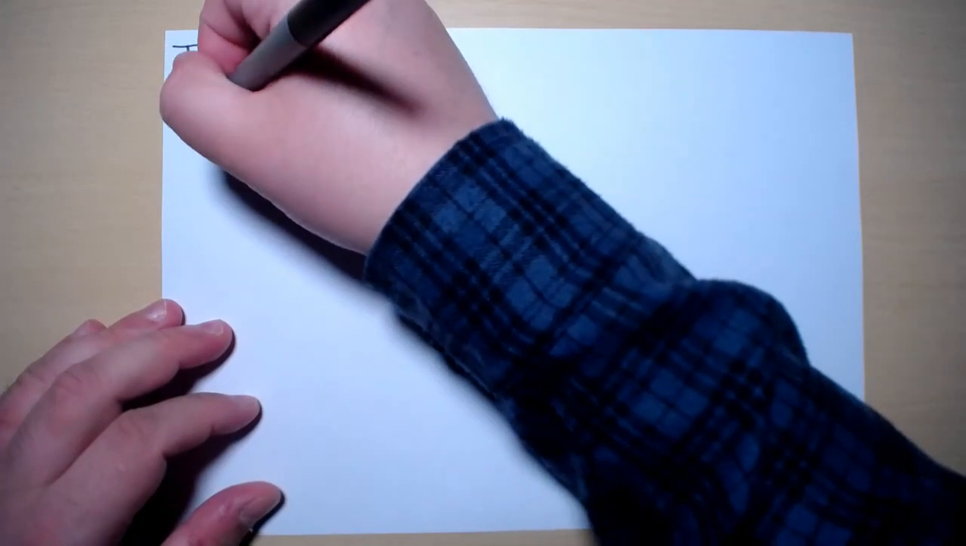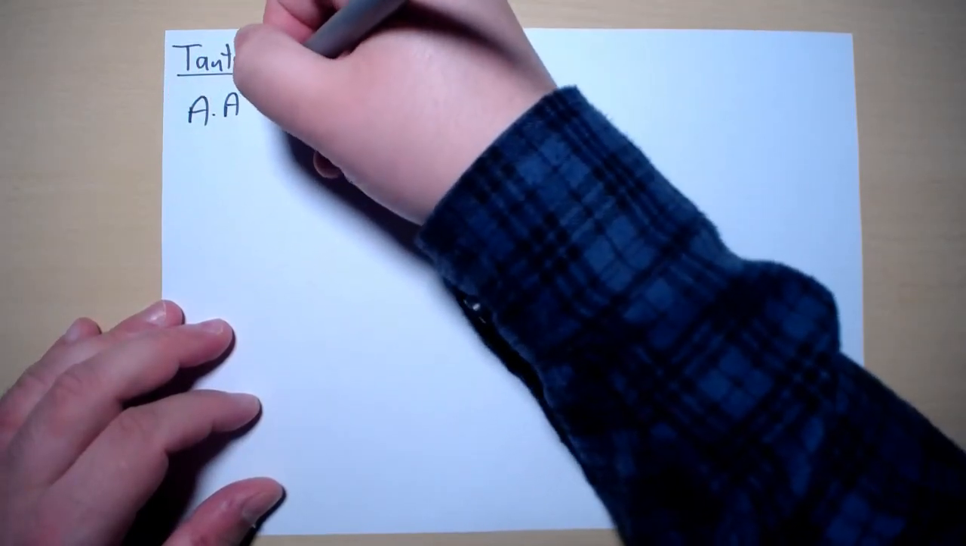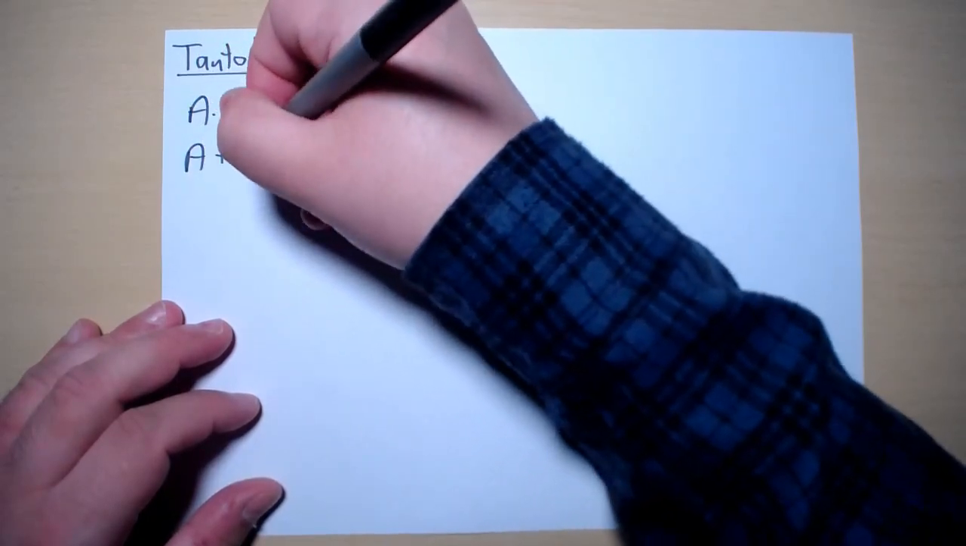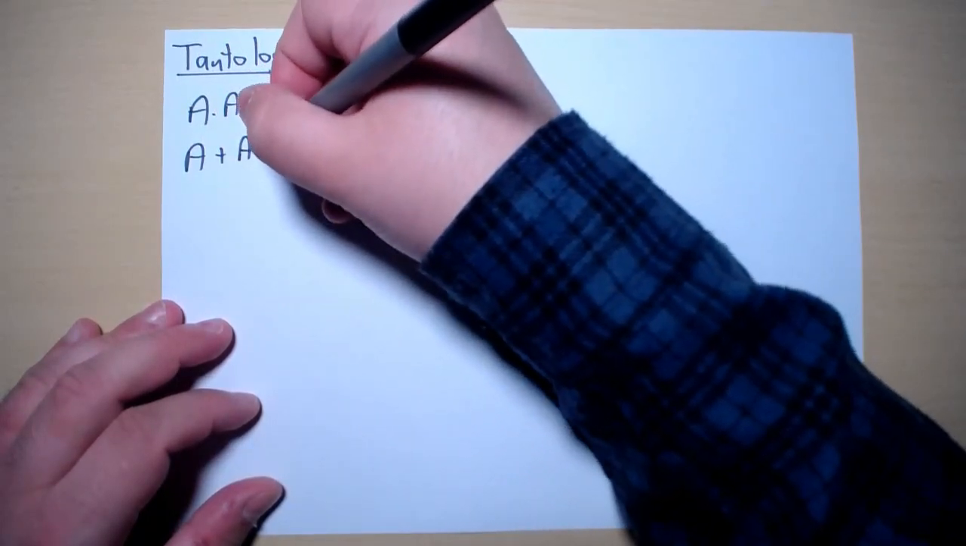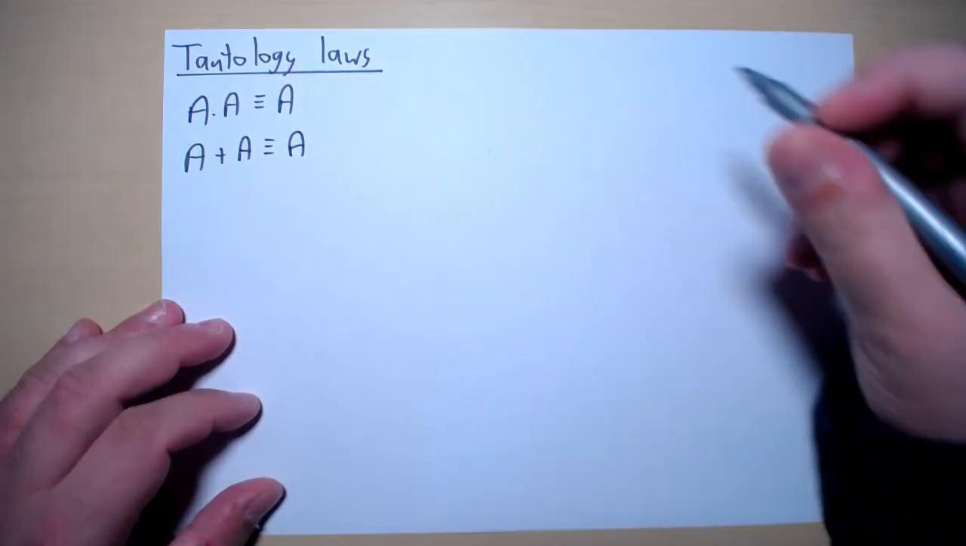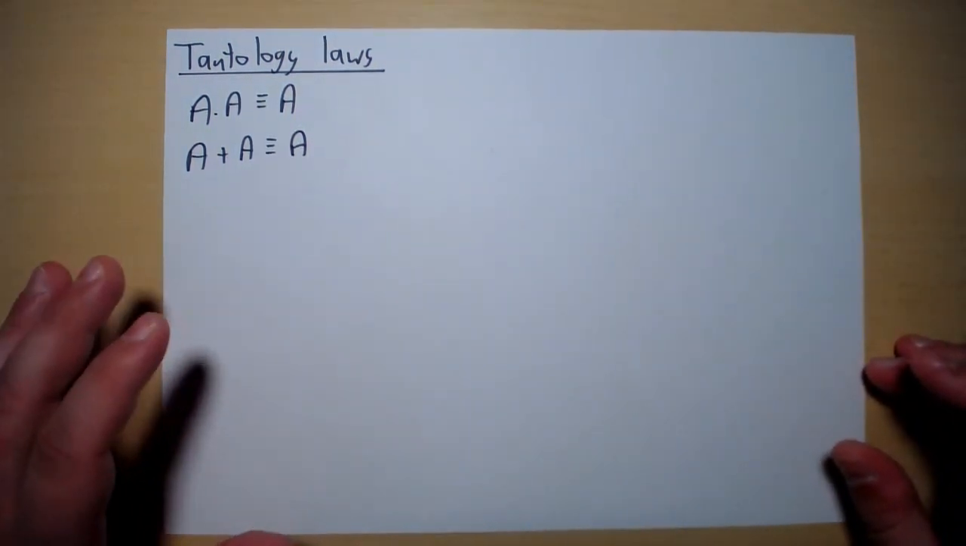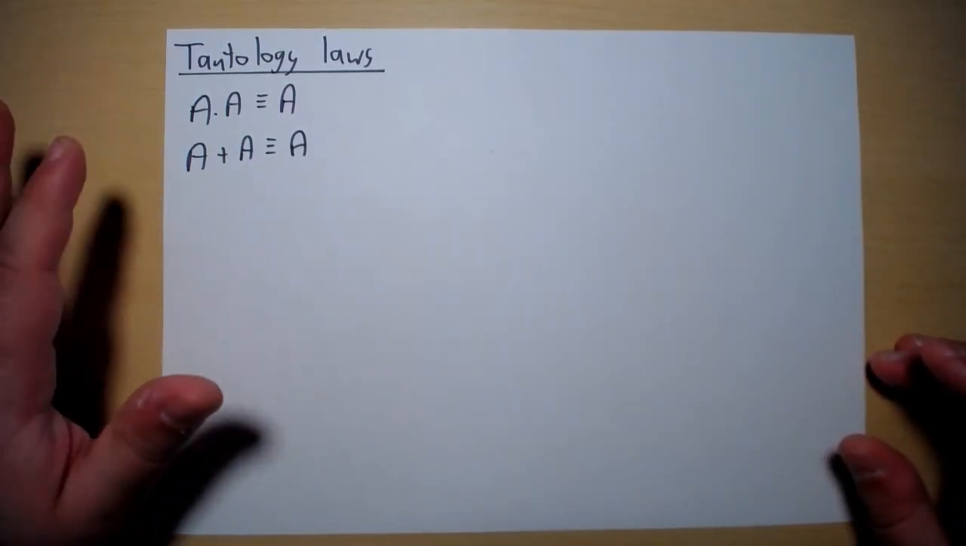If we have A and A, that is equivalent to A. And if we have A or A, that is equivalent to A. Now, what is the meaning of these two laws?